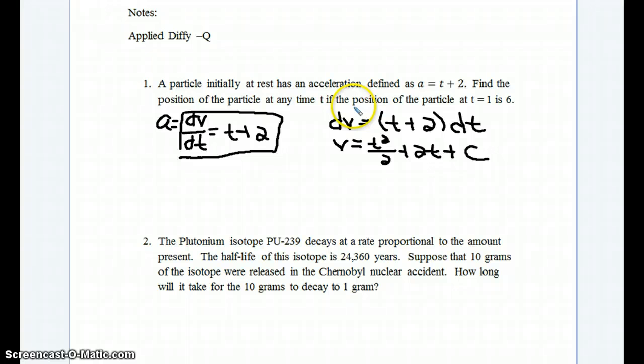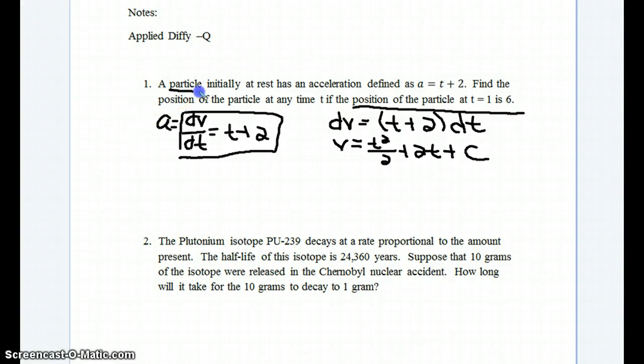Sometimes it's blatant. Like right here, it says the position of the particle at t equal 1 is 6, but I don't have that yet. I don't have position, so I can't use that. Sometimes the initial condition is hidden in the statement of the problem. So you can't blow over stuff. You've got to read every word.